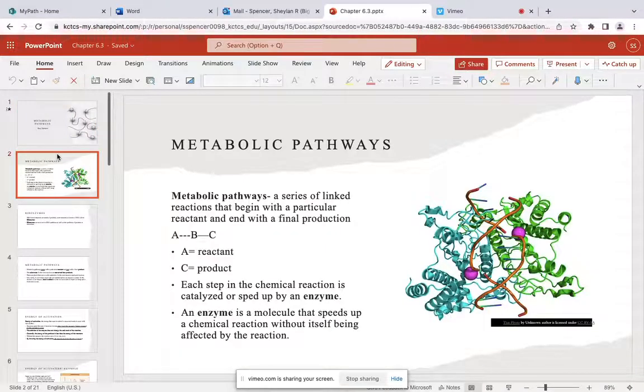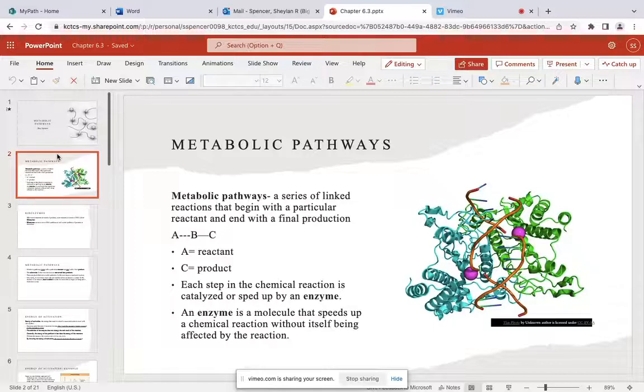So, essentially, what is metabolism? We know that metabolism is the series of biochemical reactions that happens within the body. Metabolic pathways are essentially a series of linked reactions that begin with a particular reactant and end with a final product.